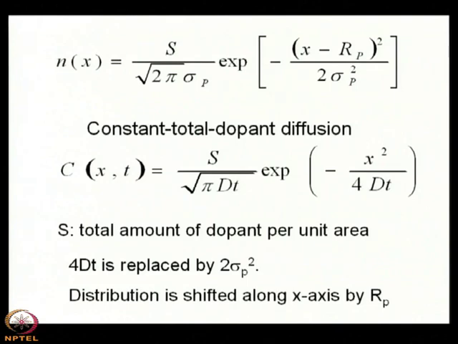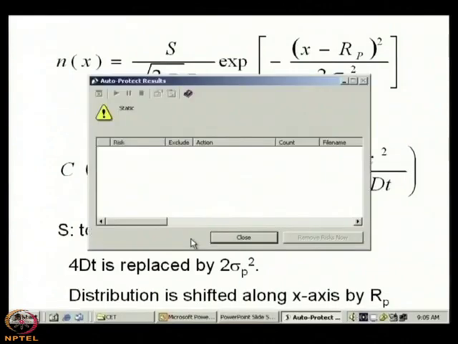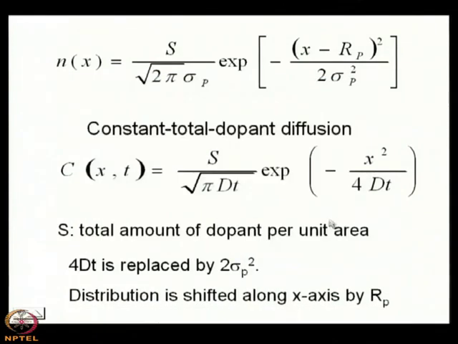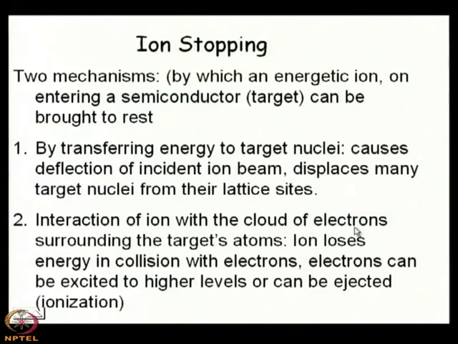If 2 sigma square equals 4 Dt, then it is matching. It is matching, obviously. It is completely matching. That is not the problem. You come to my office, I shall show you.